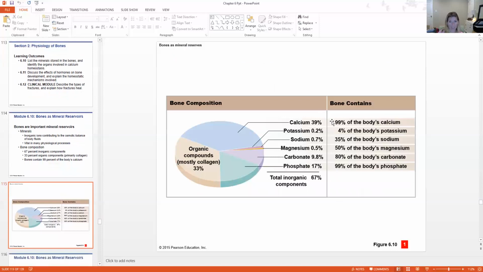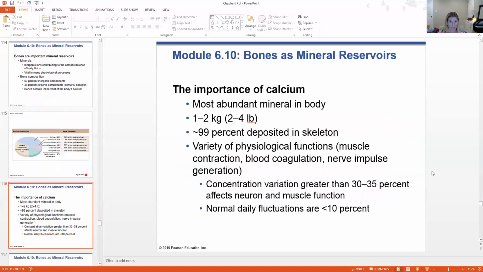And again, our bones contain 99% of the body's calcium, 35% of the body's sodium, 50% of the body's magnesium, 80% of the carbonate, and 99% of the phosphate. So they're super important, not just for calcium. So let's talk about calcium first. We'll talk about the other things.